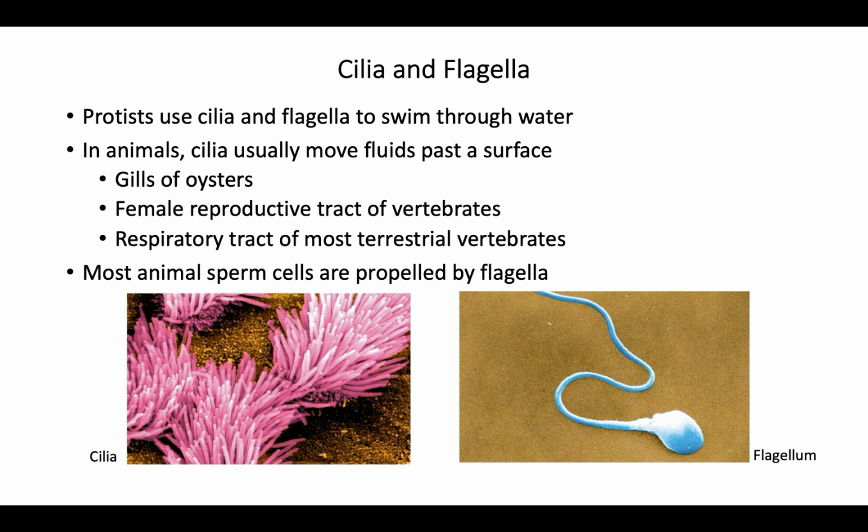In animals, cilia usually move fluid past a surface. The female reproductive tract of a vertebrate also has cilia. The respiratory tract of most terrestrial vertebrates also has cilia, so in your respiratory tract, there is some mucus that can be swept out by cilia. Most animal sperm cells are propelled by flagella.